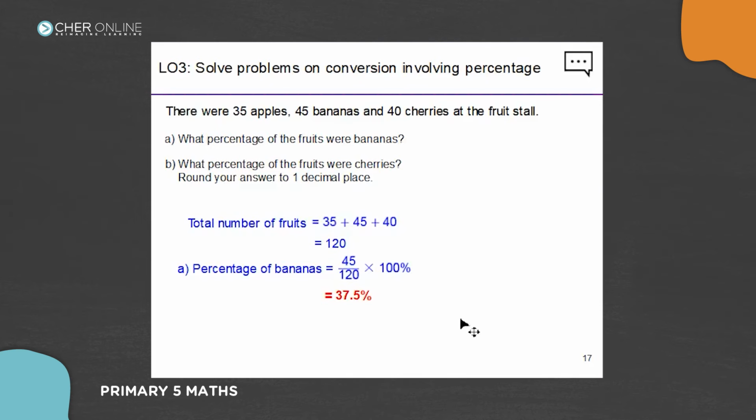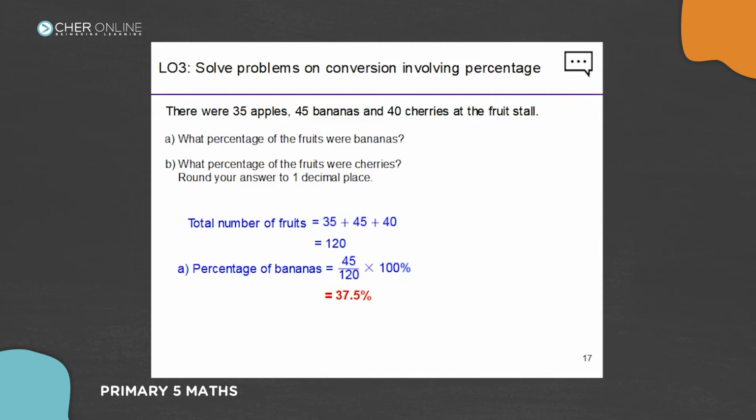So the fraction of the fruits that are bananas will be 45 out of 120, but we want it in percentage form. So to convert into percentage form, we multiply by 100%. Another method is if you can change the denominator into 100, then it will be easier. But in this case, you just directly multiply by 100% will do.